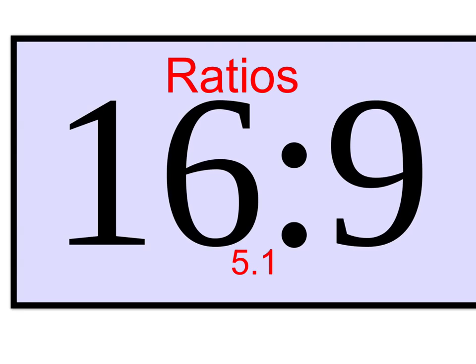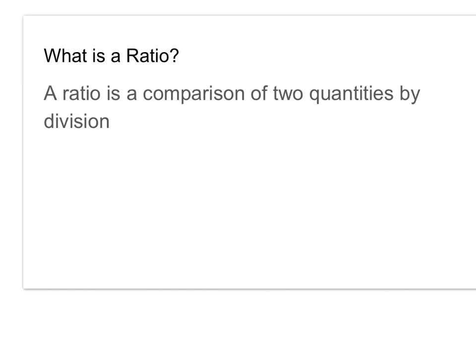All right, another chapter down. Here begins chapter 5. Our first lesson is going to be on ratios. What is a ratio? A ratio is a comparison of two quantities by division.